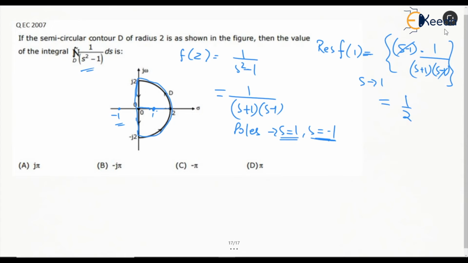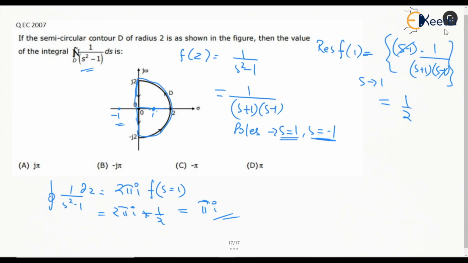So this integral of 1 by z square minus 1 dz will be 2 pi i times the residue of f at z equal to 1. So this is 2 pi i into 1 by 2. So this is simply pi i. This will be the answer. So this is option A. Pi i or pi j is all same. So option A is going to be the answer in this case.